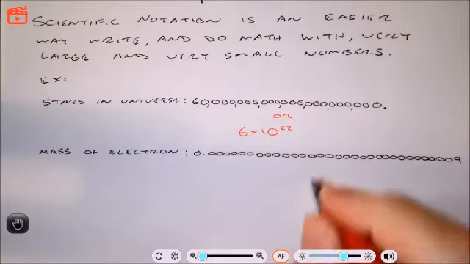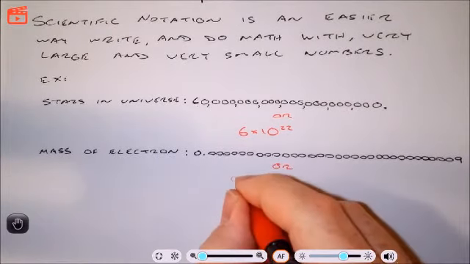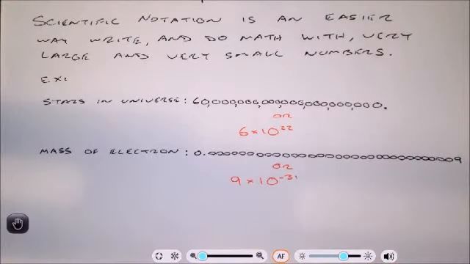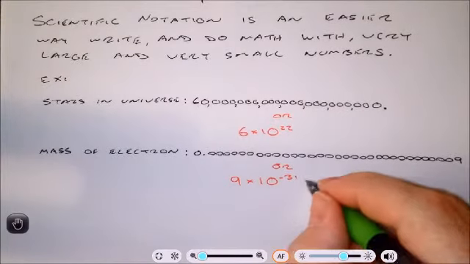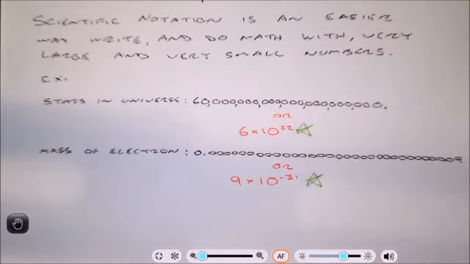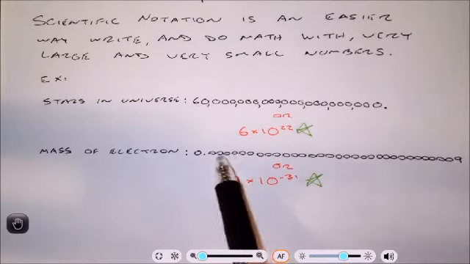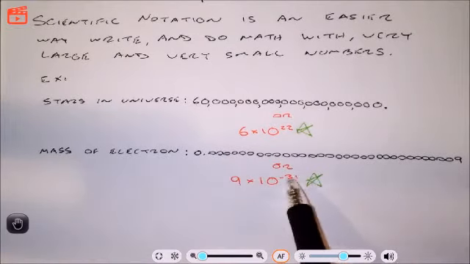We can write it that way, or you can write 9 times 10 to the negative 31st. Much easier to write in scientific notation. We like scientific notation. It makes really big and really small numbers easier to write, easier to understand, and easier to use in math. Now, the 9 is 31 place values away from the decimal, but it's on the other side. It's smaller than the decimal. That's why it's negative. Remember, negative exponent means smaller.